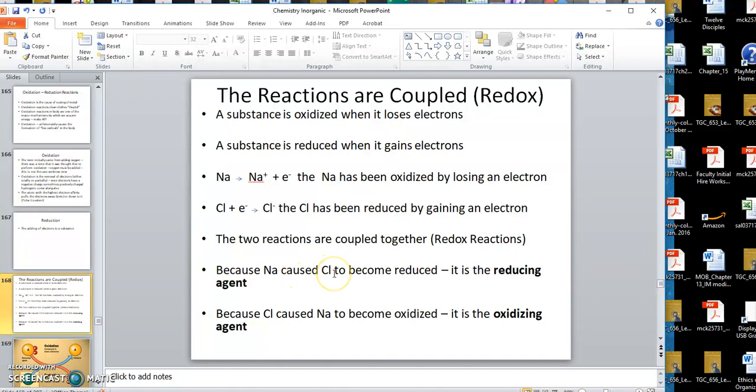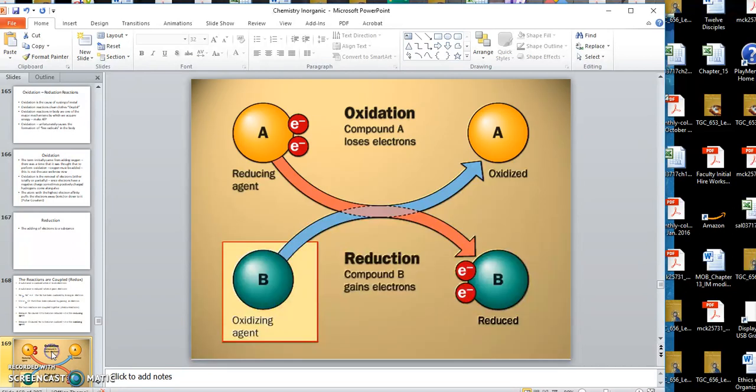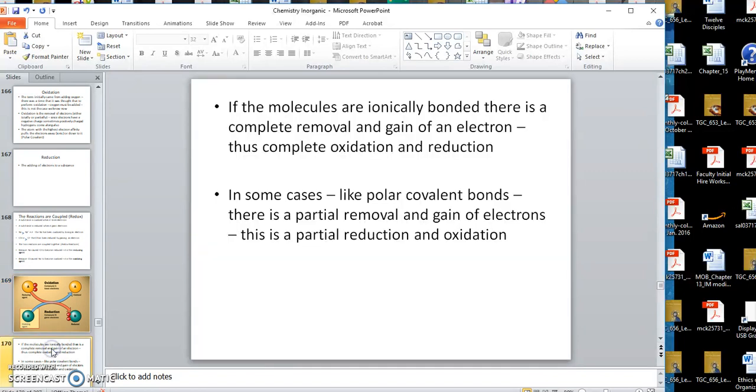Because sodium caused chloride to be reduced, it's called the reducing agent. See, sodium lost electrons, causing chloride to be reduced. It's the reducing agent. And because chloride caused sodium to be oxidized, the chlorine is the oxidizing agent. So glance at this here, and you can kind of see how these actions work, because the electrons have to go someplace, shall we say. There has to be an exchange, right?